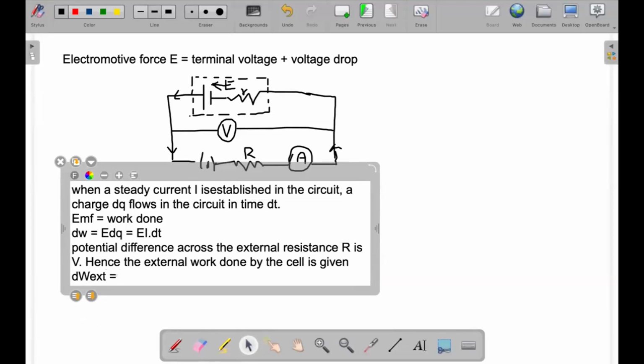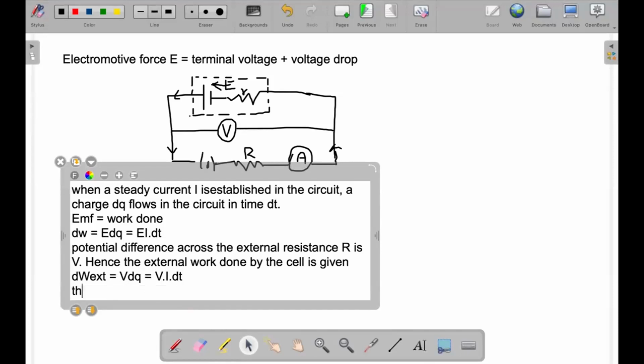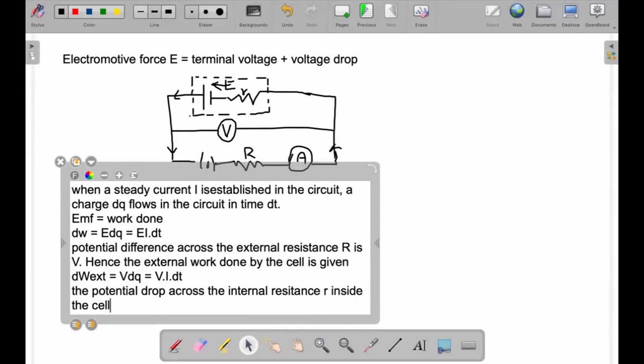That is equal to V dQ acting on this charge, or it can also be written as V dot I dot dt. I dt represents the charge dq, right? And there will be a potential drop inside the cell. The potential drop across the internal resistance r inside the cell is given by V, which is equal to say Ir, right?